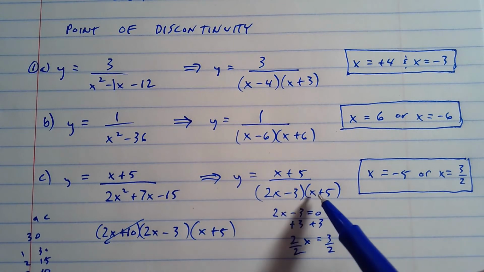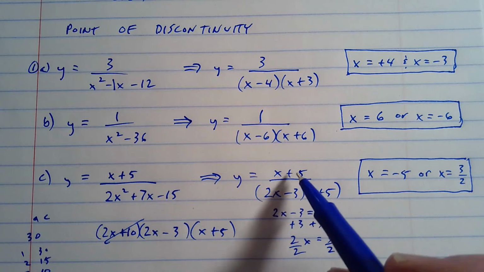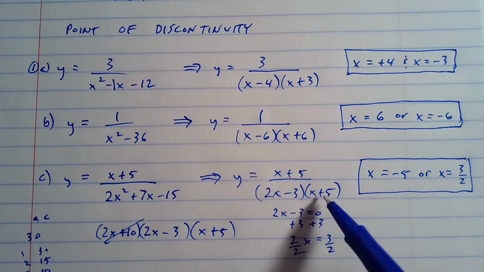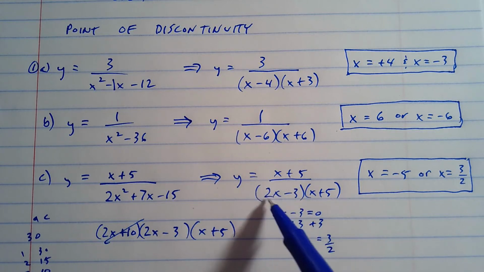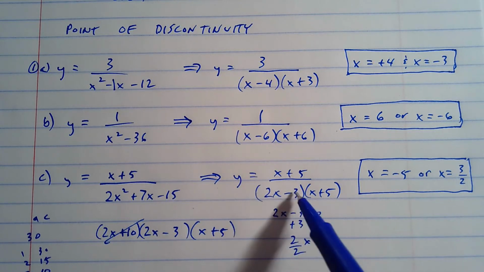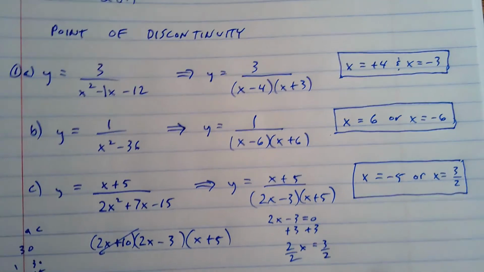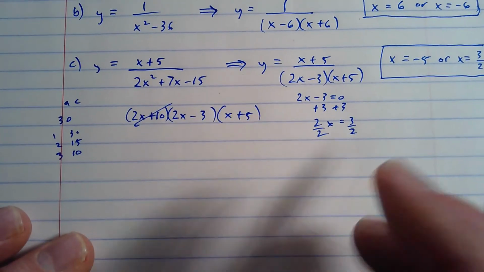When you have the top and bottom have a similar factoring or a similar binomial that could get crossed out, that actually forms a hole in the graph. If you just have the point of discontinuity downstairs in the denominator, then that's going to form a vertical asymptote. And I'll give you good notes on this, but that's where we're headed with these.